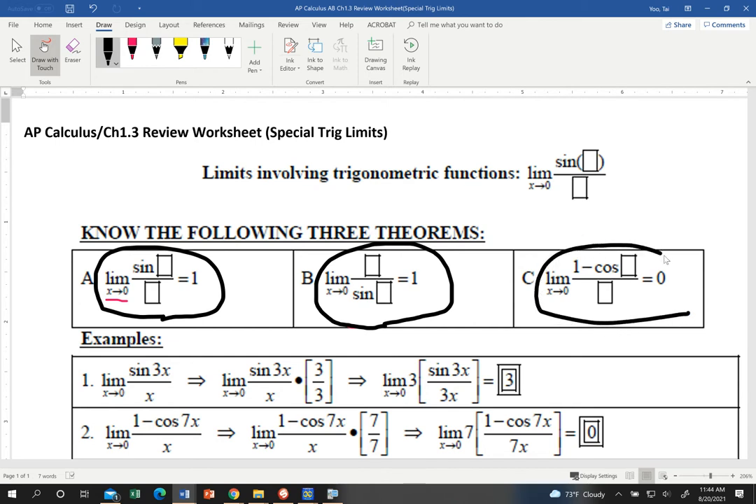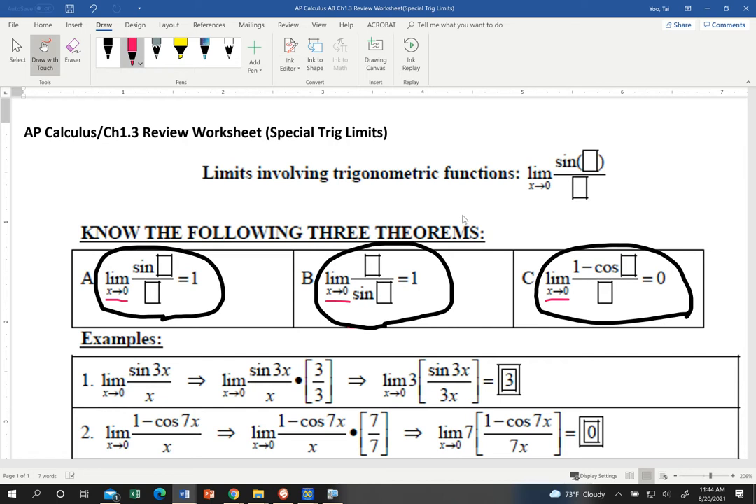Okay, the last one is this one. It says 1 minus cosine of blank should match that blank. So if you have 1 minus cosine X, then this should be X, and so on. Again, if you look at all of the formulas, this formula only works if X is approaching 0, which is the same thing as X equal to 0.